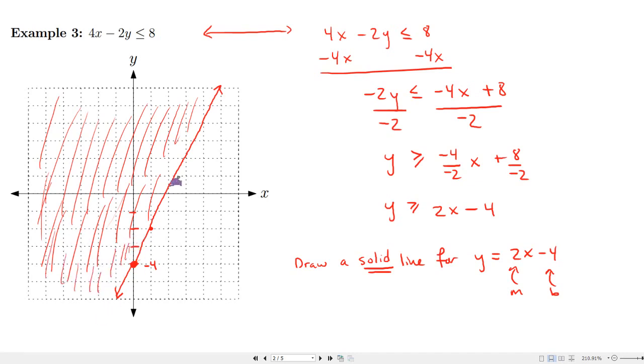Again, the line is where they're equal. Y is greater than would be above it. Y is less than would be below it. Okay.